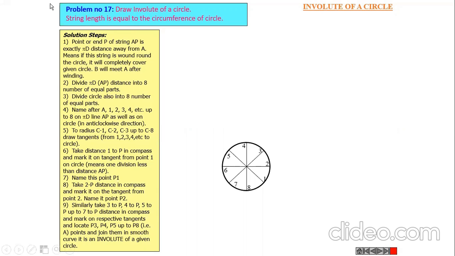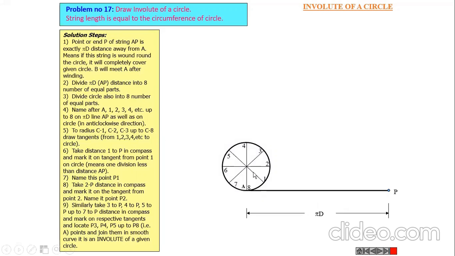The point P or the end of the string AP is exactly pi d, the circumference, away from A. Means if the string is wound around the circle, it will completely cover the given circle. B will meet A after winding. This is A and B, pi d. So B will exactly meet A after winding.